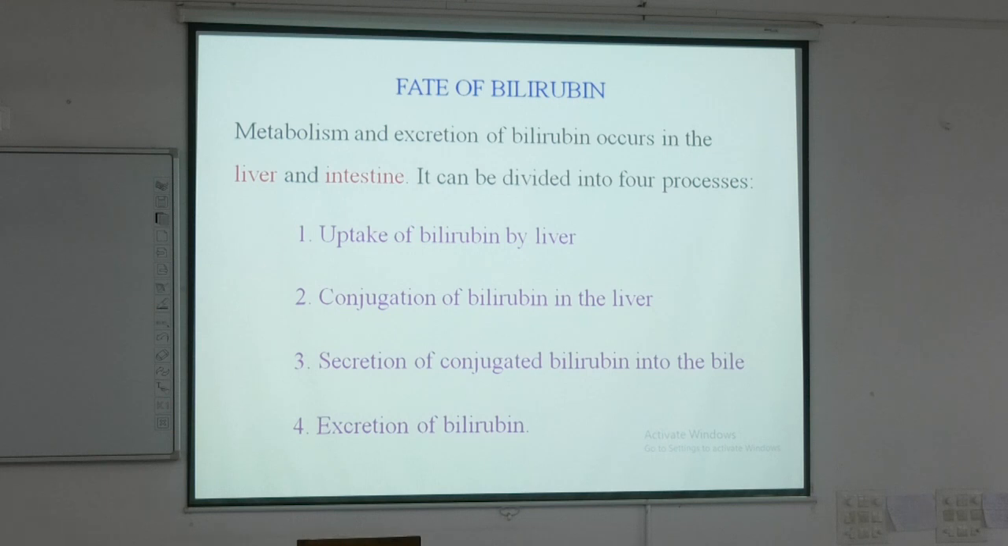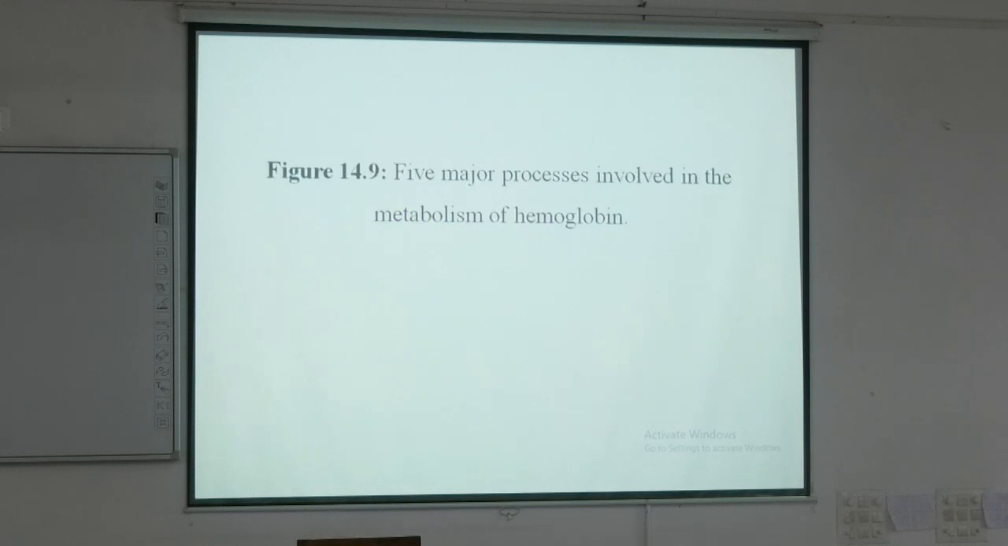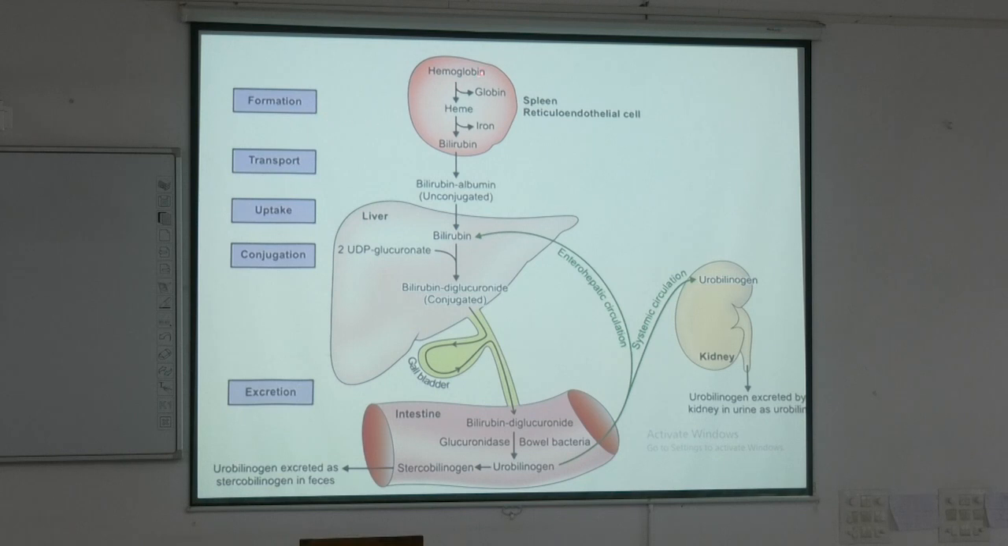Because of it, what happens? There is prehepatic jaundice. If unconjugated bilirubin increases, what happens? It is prehepatic jaundice. Now we see the same pathway, that is the formation. The first one is hemoglobin degradation. You already know there is formation of unconjugated bilirubin, and for transportation it forms bilirubin-albumin complex, unconjugated. Again, uptake by the liver.